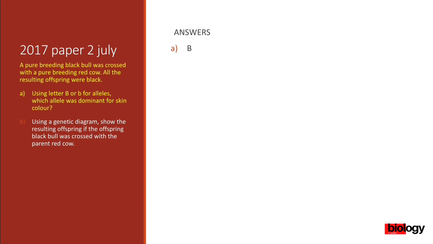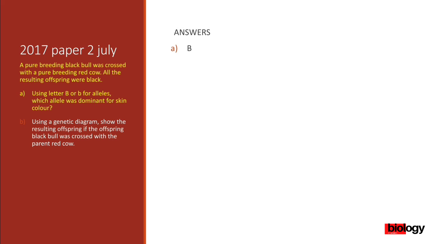Capital letter B is the allele for the dominant skin color. That's the answer. We already know the skin color which is dominant here, which is black, but they are not asking us for the skin color. They are simply asking us for an allele. I'll read the question again. Using capital letter B or small letter b for alleles, which allele was dominant for skin color? Capital letter B, because capital letters are alleles used to represent dominant genes. That's the answer for our first question.